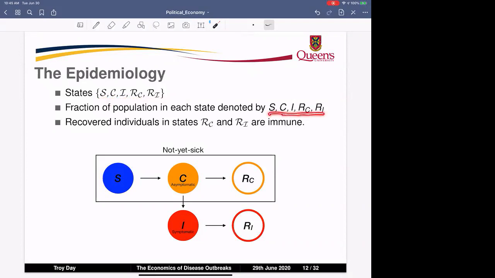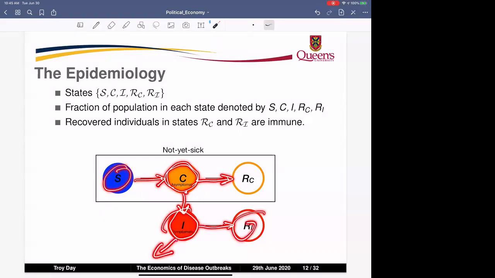And so I'm going to use these script variables to denote states. I'm going to use these variables here to denote the fraction of the population that is in each of those states. Big assumption I'm going to make is that once individuals recover from the disease, they're immune. Okay, so the flow diagram on this slide illustrates the structure of the model. You start out susceptible. Everybody, if they're infected, becomes asymptomatic. And then when you're asymptomatic, you can either recover or become symptomatic. And then when you're symptomatic, you can either recover, or what isn't shown here is you can die from the disease.